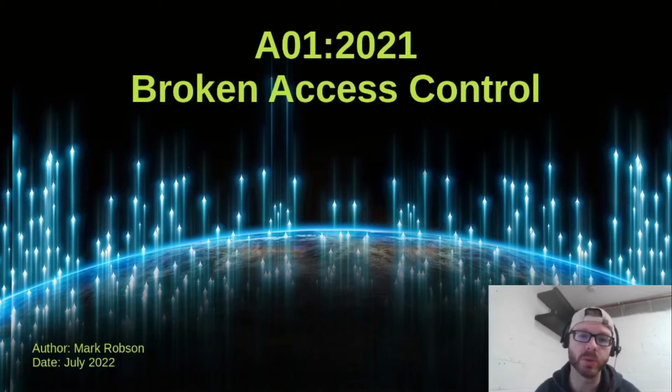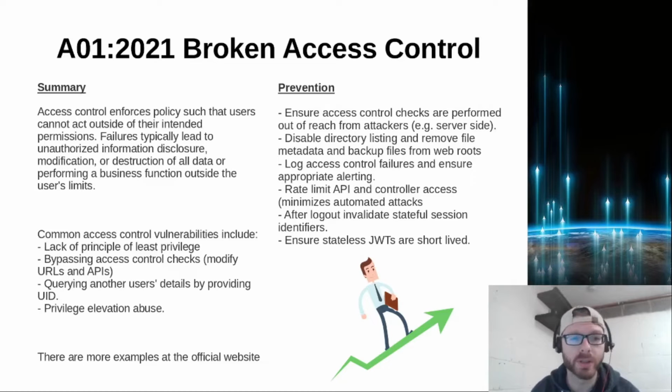First of the OWASP top 10, number 1 is broken access control. Now, broken access control usually enforces policies so that users can't get outside of what they're meant to be able to do. So, for example, the user shouldn't be able to gain admin access or touch admin related functions. And failures typically lead to unauthorized information disclosure, modification of data and information, or even destruction of it all completely. And as a result, it has a huge impact on businesses.